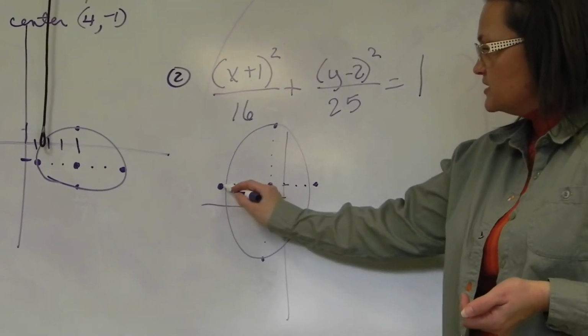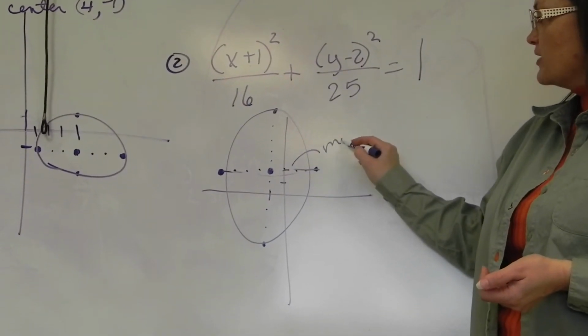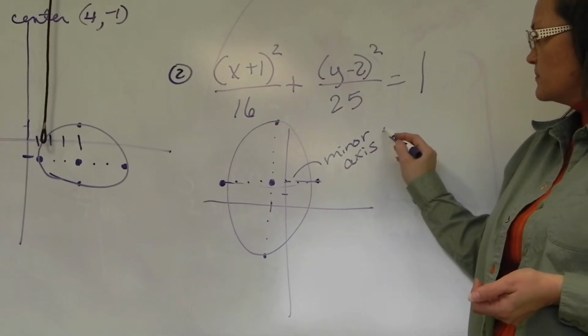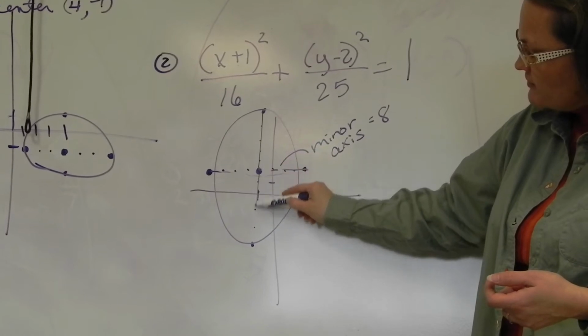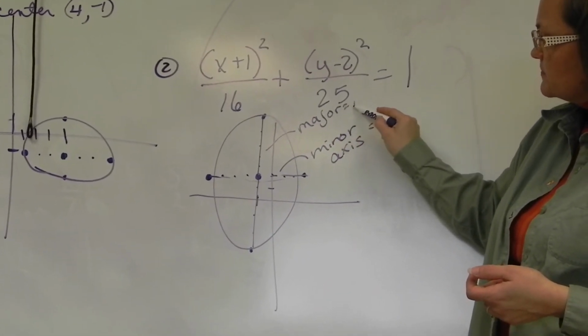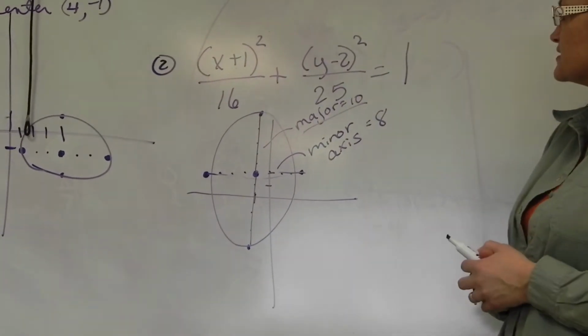We call this distance a total of 8. We went 4 each way. That would be called the minor axis of your ellipse, 8 units. The major axis, 5 and 5, the major axis is 10. If you're asked that question, list the major and the minor axis distance.